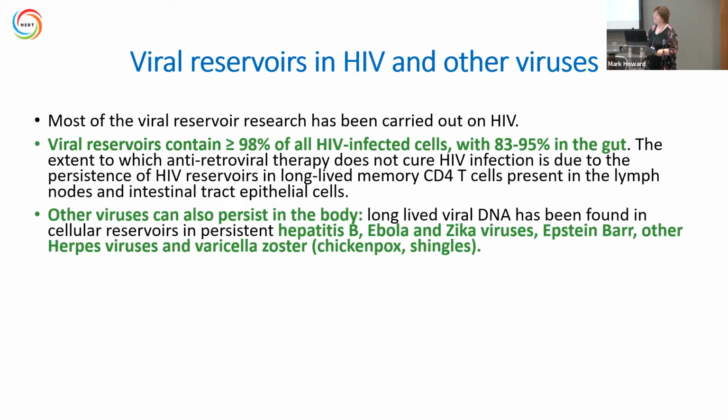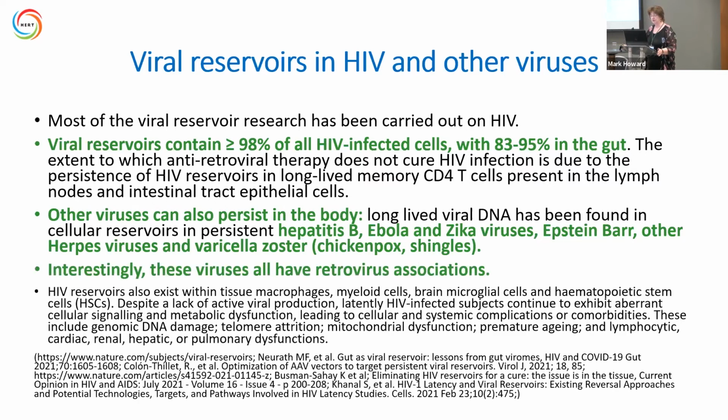But other viruses can also persist in the body: hepatitis B, Ebola, Zika, Epstein-Barr, other herpes viruses, varicella zoster. Now, there's a very discrete list there, and I'm going to come back to this in a minute, because they all have what I have termed retrovirus associations without being, other than HIV, retroviruses themselves. So we'll see what those associations are in just a minute.